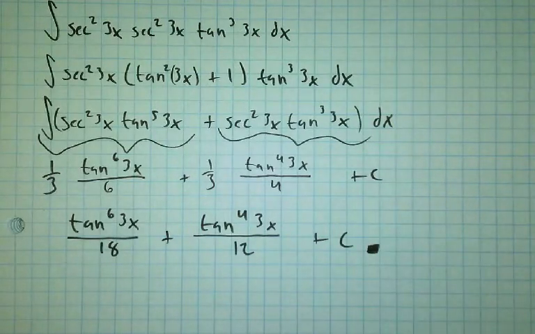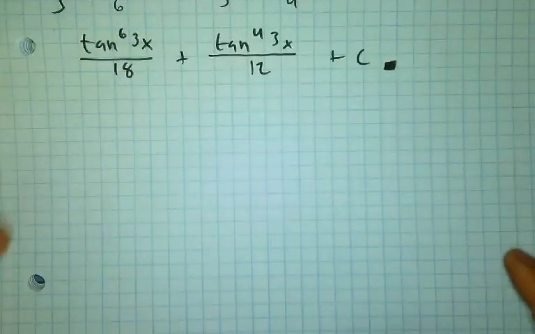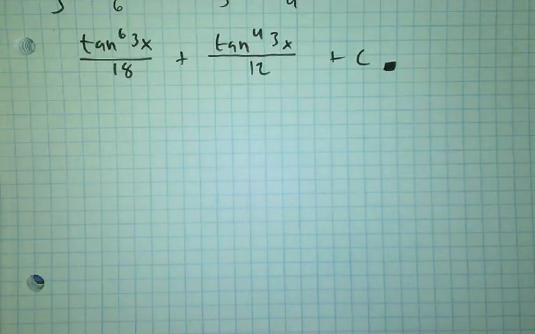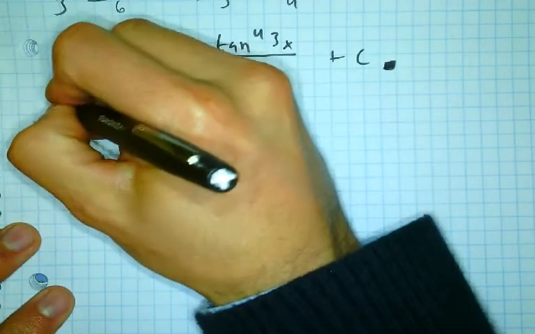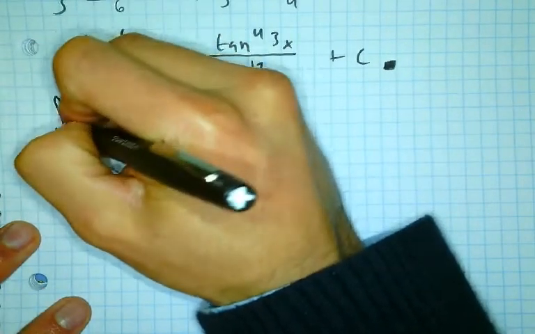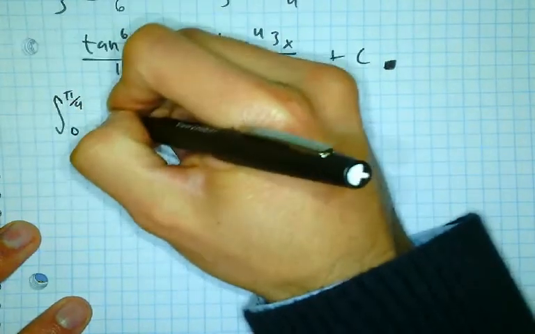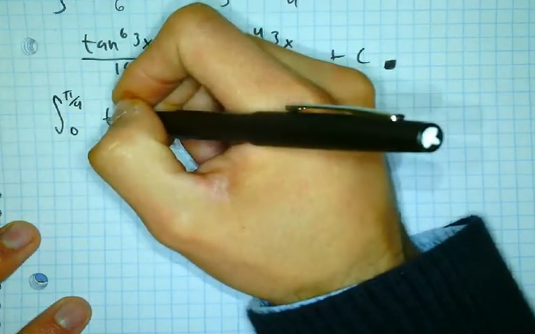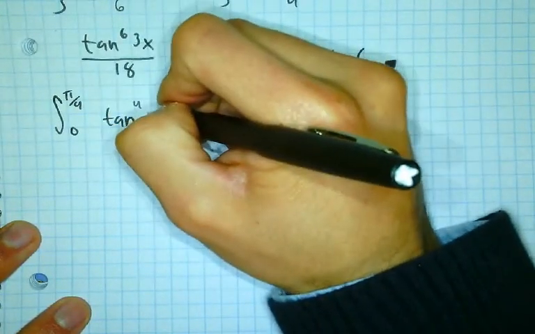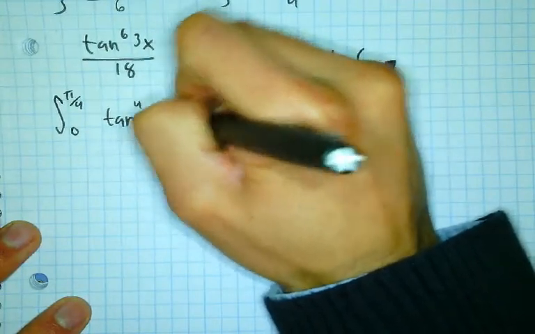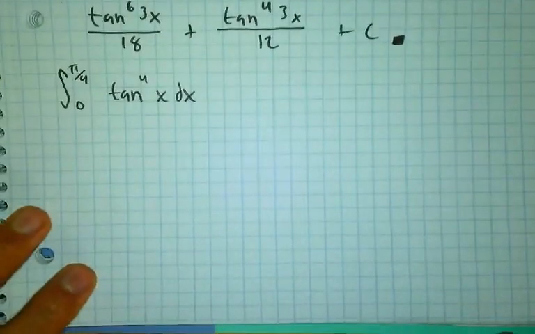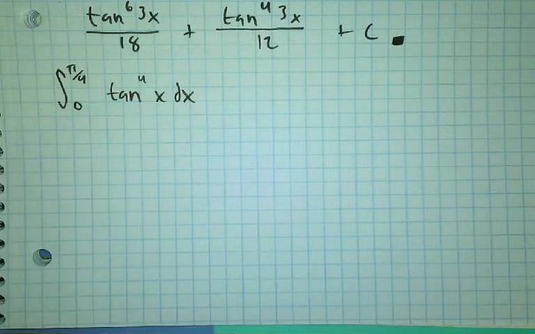All right, so I'm going to let you try one on your own, and then we're going to tackle one last one together, and that'll be it for today. So let's take an integral from 0 to pi over 4 of tangent to the 4th power of x dx. So if you're watching the video, go ahead and pause it, give it a shot, and when you're ready to check the answer, hit play.